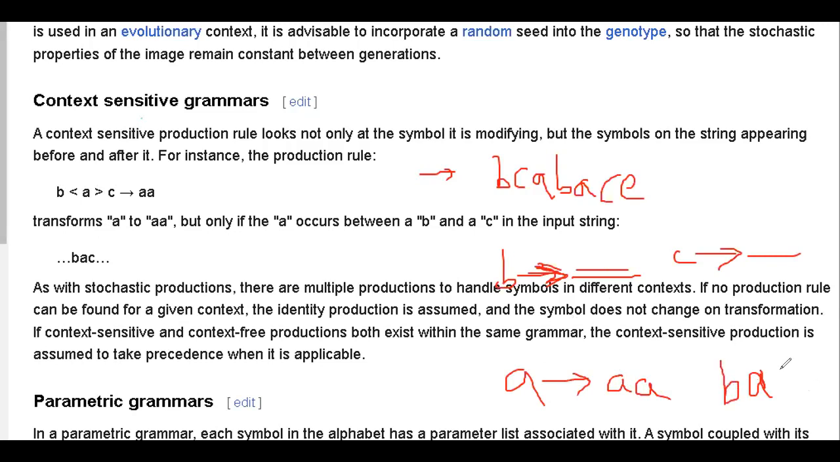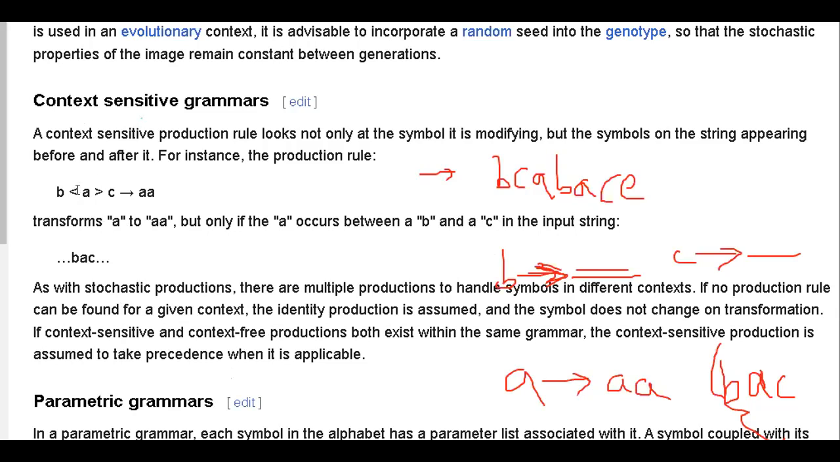A having these neighbors. That's why we call it context sensitive grammars. Otherwise it won't be converted to double A. Transform A to double A whenever A has these neighbors, B on the left side and C on the right side.